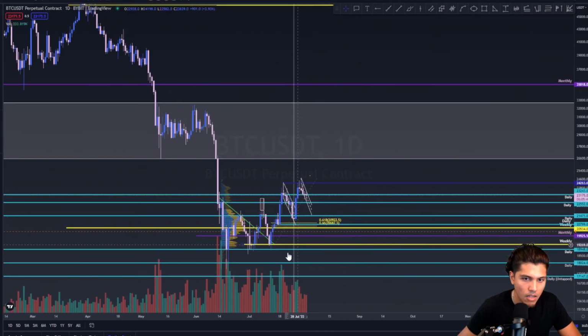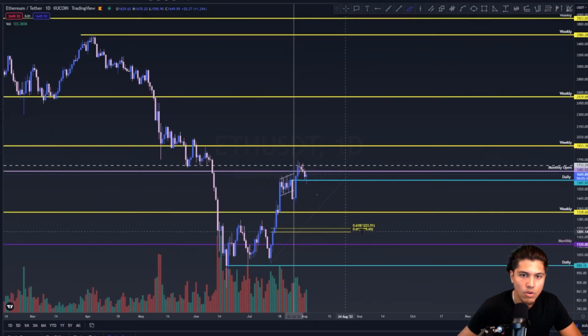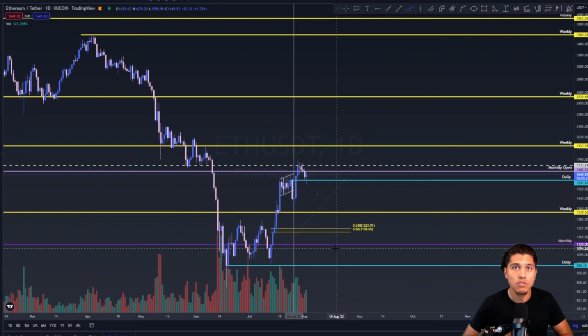But again, nonetheless, we are still printing higher lows on the Bitcoin chart as well as the Ethereum chart, and we're going to be seeing a lot more out of Ethereum in the coming weeks, simply because of the strength that it has showcased from this move up. So that's all for this week, folks.